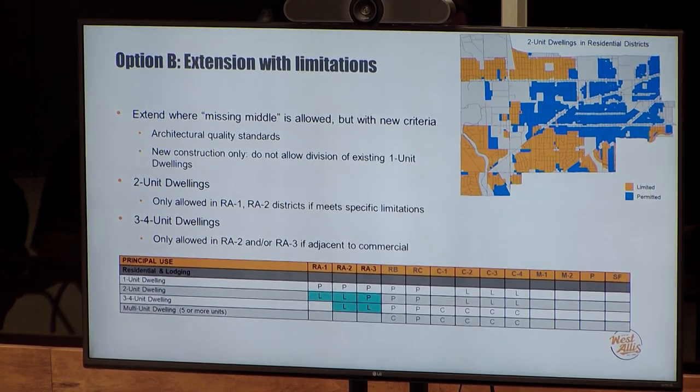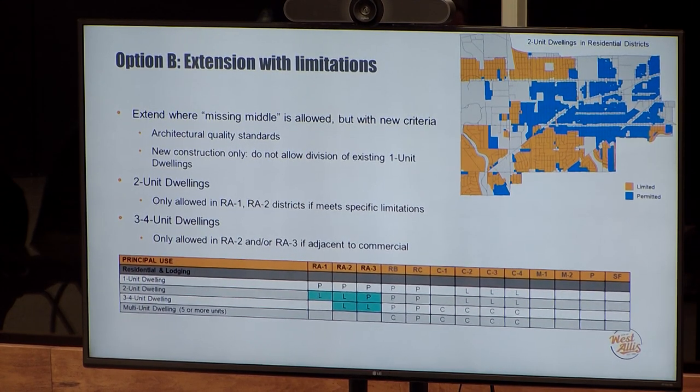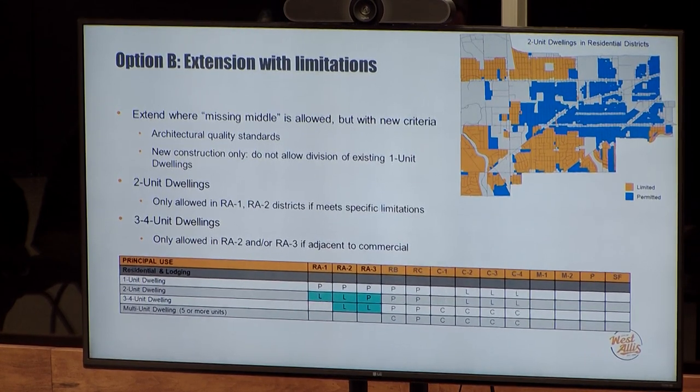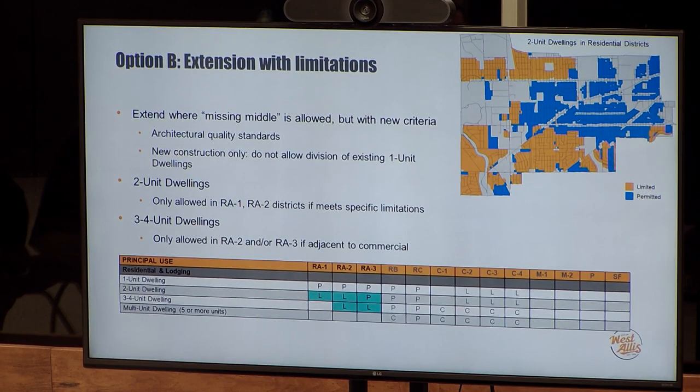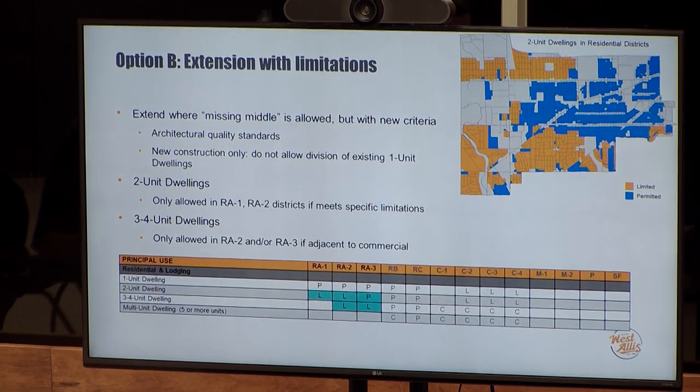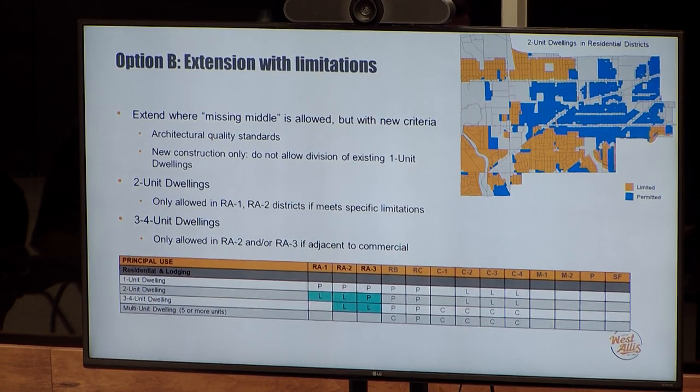So the second option is a little bit less big of a change. This is extending the missing middle housing with some limitations. So this would essentially allow duplexes as permitted uses in the RA3 district. And then there would be some specific limitations for duplexes that might be a little bit more than what they are now, but could be changed to fit however we want to go with it. So it could be that it has to be within maybe 100 feet of a commercial district, something a little bit more than we currently have, or it could just stay the same. And then we would allow 3 to 4 unit dwellings a little bit more in those districts if they're bordering commercial properties.